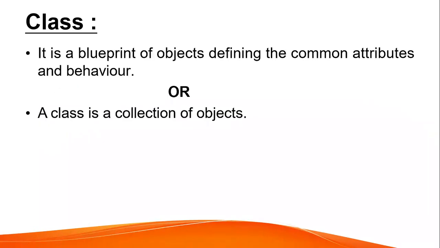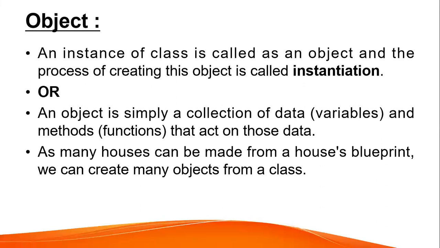It is a blueprint of objects defining the common attributes and the behavior. Or it can be said that a class is a collection of objects. Object: an instance of a class is called an object.